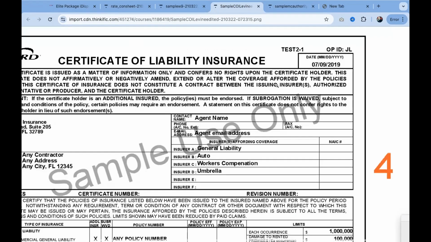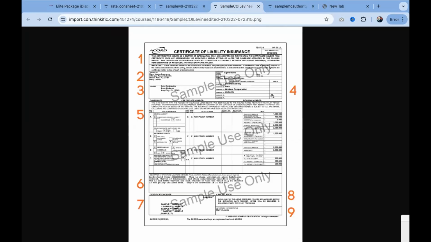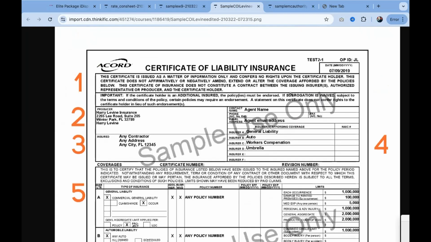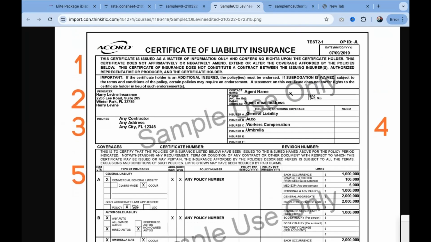COI, certificate of insurance. What is this? Here we go. This right here is a very, very important document, and you want to make sure that you have this, but all of them are important documents, right? Your certificate of insurance is going to have your agent's number.